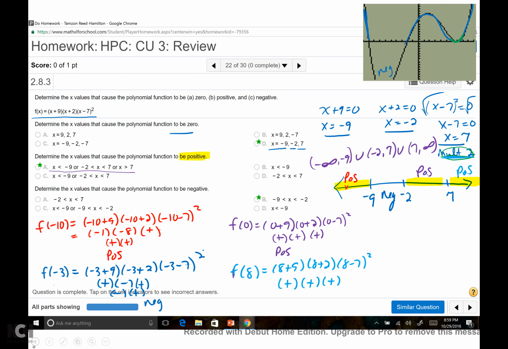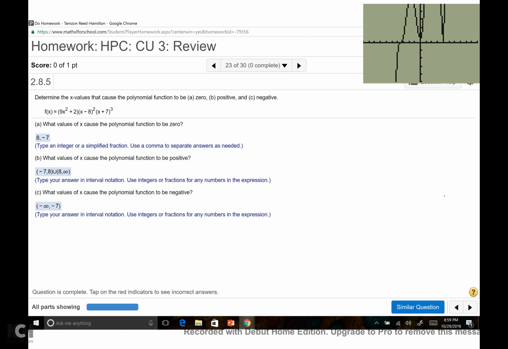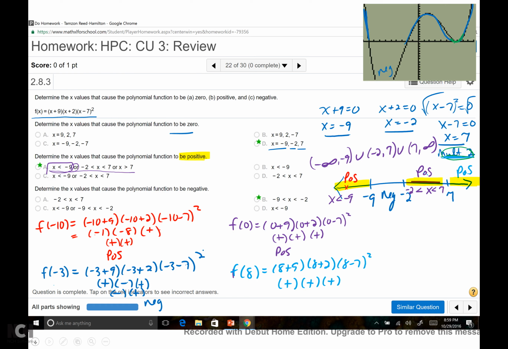Okay, but the way they do it is they say this section would be x is less than negative 9. That's where they got this. Anytime they have a break, instead of putting this union, they put the or. And then this section is between negative 2 and 7. That's where they get this. And then this says that x is greater than 7. That's where they got this.